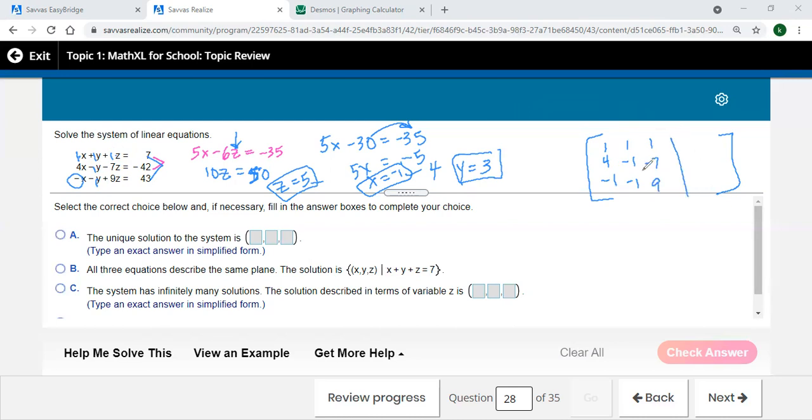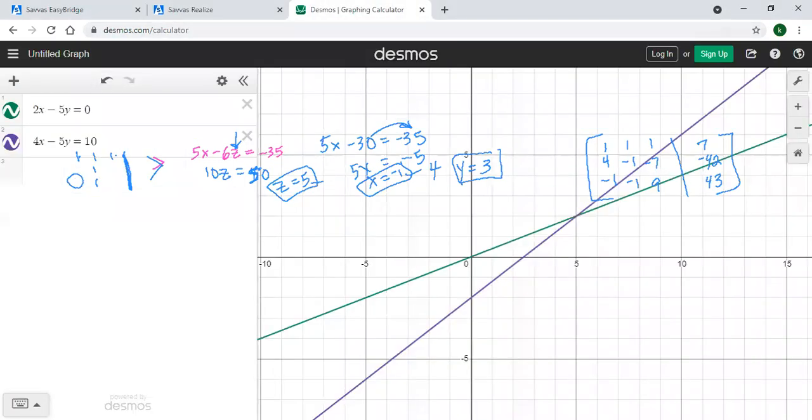And they put this vertical line sometimes where those equals are here to separate your variables from the answer side. And then the 7, negative 42, 43. Now, it's almost like cheating because you don't have to learn how to do it, but that's all right. So let's see, I'm going to go back to Desmos.com.